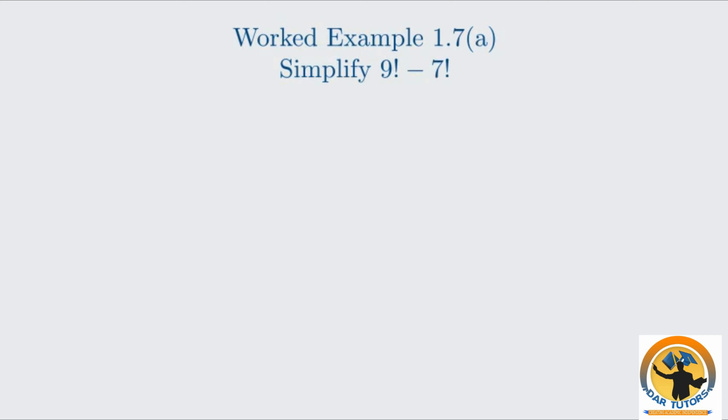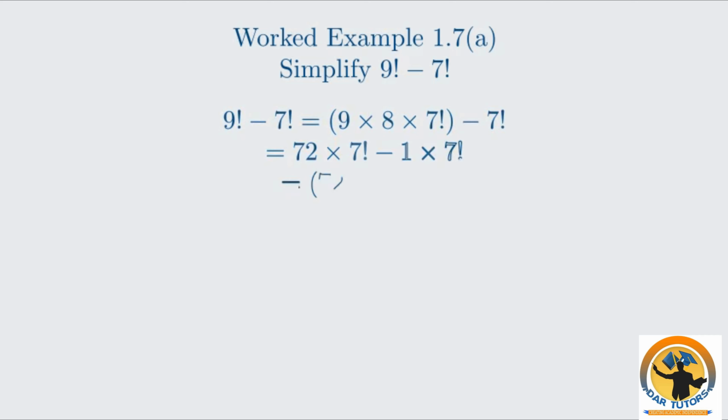We can also use this algebraic property to simplify expressions involving sums or differences of factorials. The key is to find a common factorial factor. First, let's simplify 9 factorial minus 7 factorial. The common factor here is 7 factorial. We can rewrite 9 factorial as 9 times 8 times 7 factorial. Now we have 9 times 8 times 7 factorial minus 7 factorial. We can factor out 7 factorial, leaving us with (72 minus 1) inside the brackets. This simplifies to 71 times 7 factorial.